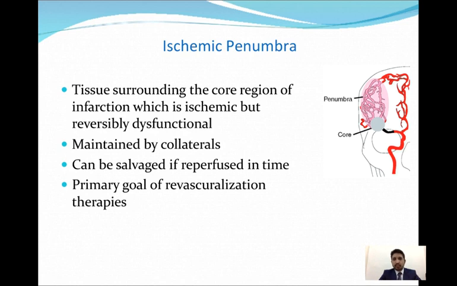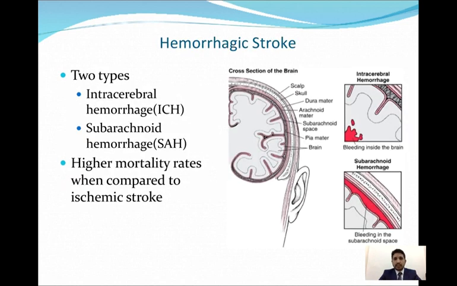The second type of stroke is hemorrhagic stroke. Hemorrhage into the brain can be divided into two categories: intracerebral bleed, ICH, and subarachnoid hemorrhage. The other difference from ischemic stroke is that hemorrhagic stroke has a higher mortality when compared with ischemic stroke. It is up to 3 to 4 times more dangerous than ischemic stroke.